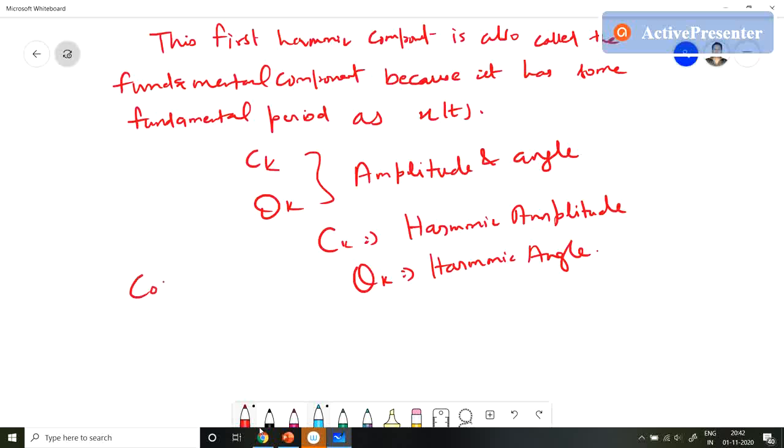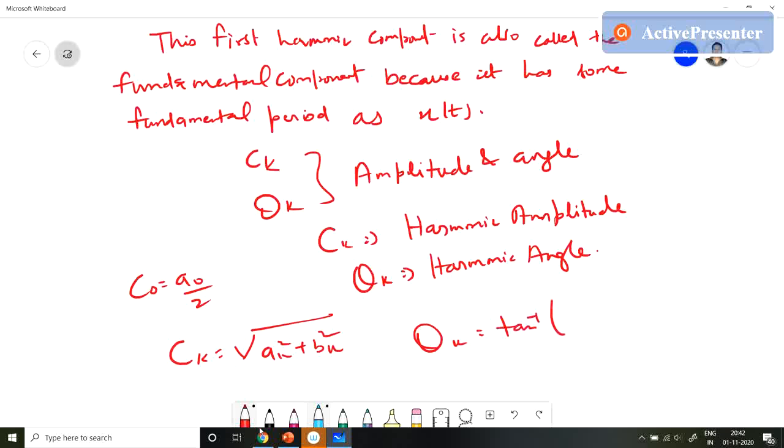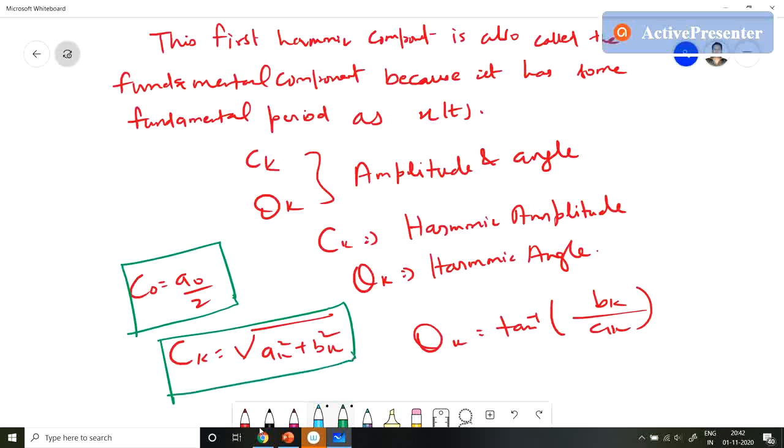So c naught is equal to a naught divided by 2. And what is ck? ck is equal to the square root of ak square plus bk square, and theta k is equal to tan inverse of bk divided by ak. These are very important relations. We need to understand that c naught is a naught divided by 2, ck is the square root of ak square plus bk square, and theta k is tan inverse bk divided by ak.